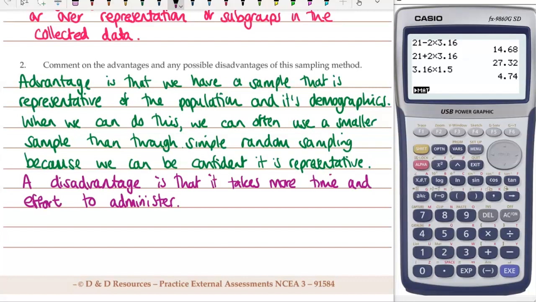And a disadvantage is that this would take more time and effort in setting up your sample to begin with and administering it. And that brings us to the end of that paper.